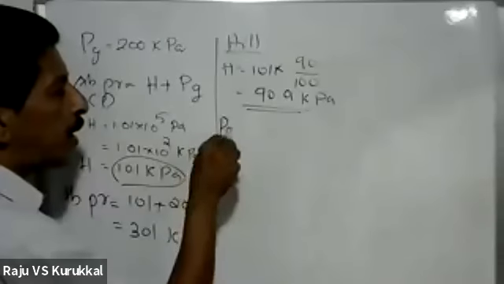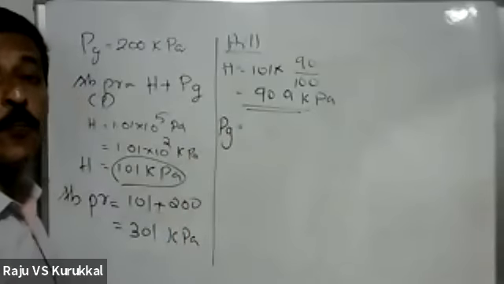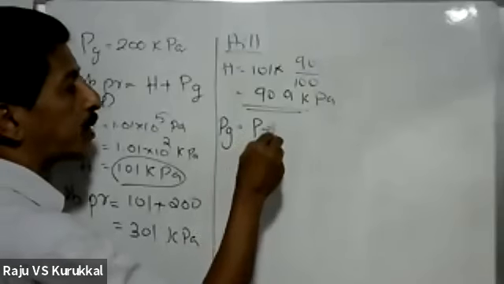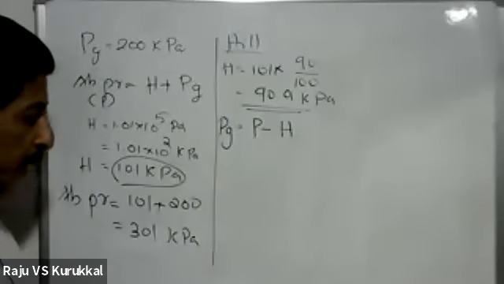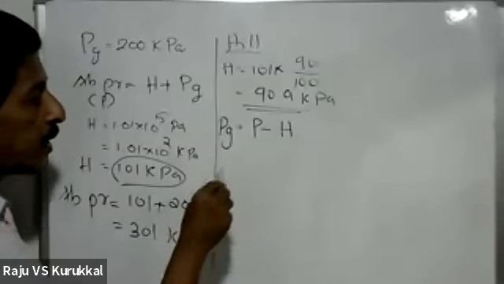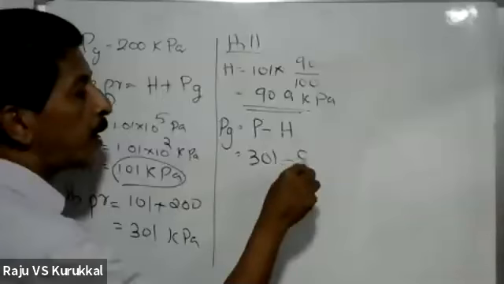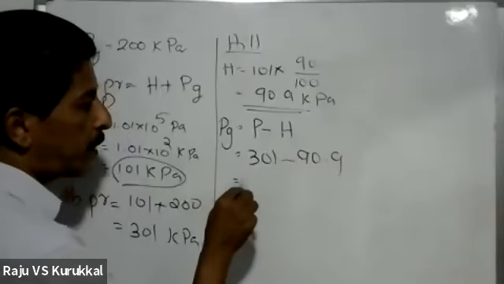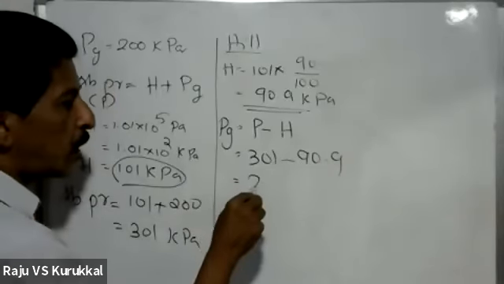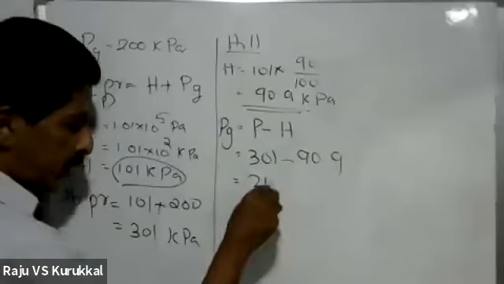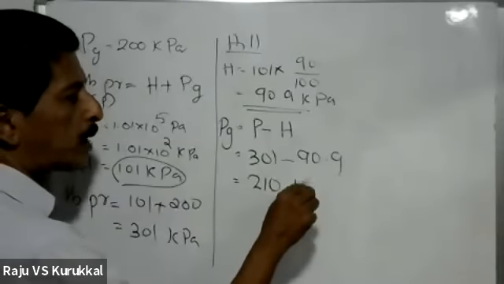Okay, then you can find PG, that is the gauge pressure. Gauge pressure is equal to actual pressure minus atmospheric pressure. What is the actual pressure? That is 301 minus the atmospheric pressure, 90.9, and the difference we will get is 210.1 kilopascal.